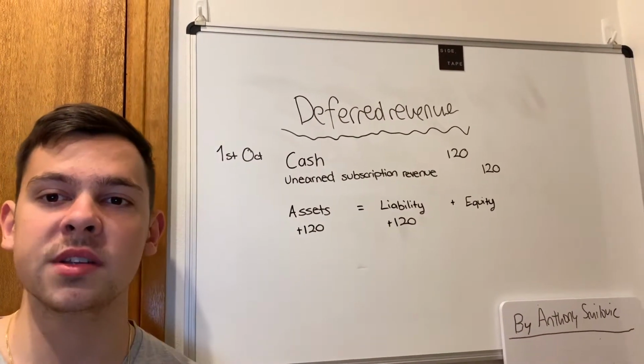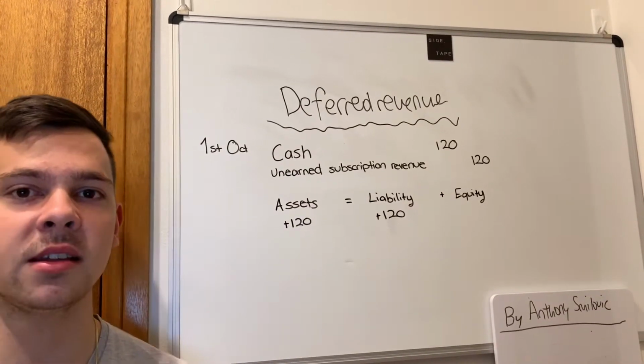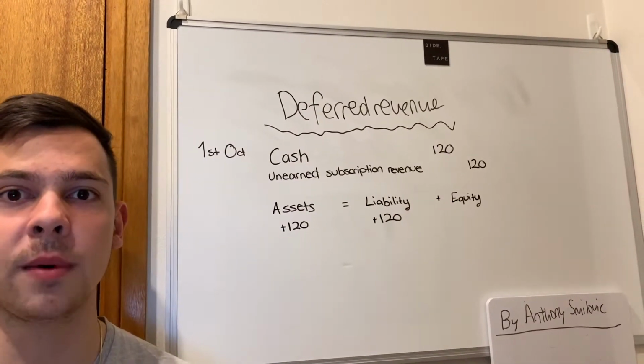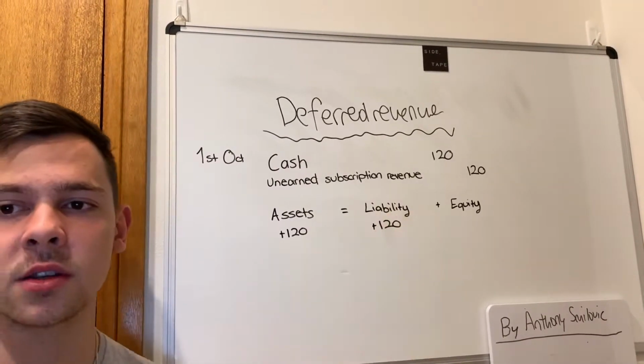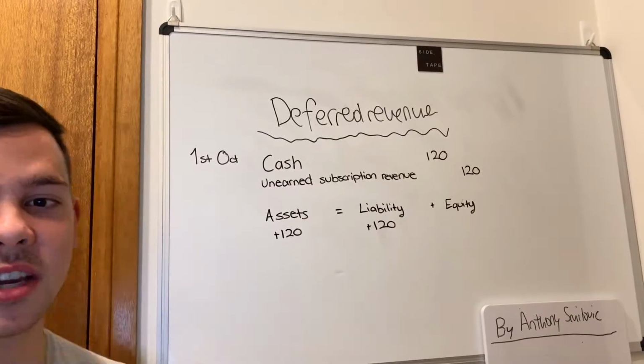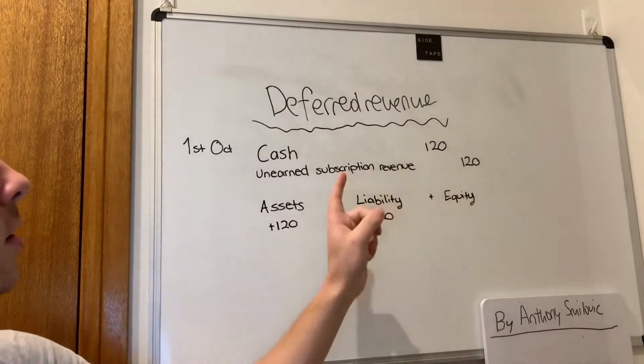Companies sometimes may receive cash before they earn the revenue. An example of this would be a company selling a 12-month subscription of a fruit basket delivery, in which they receive a total of $120. This is what the transaction will look like. $120 for cash and $120 for unearned revenue.